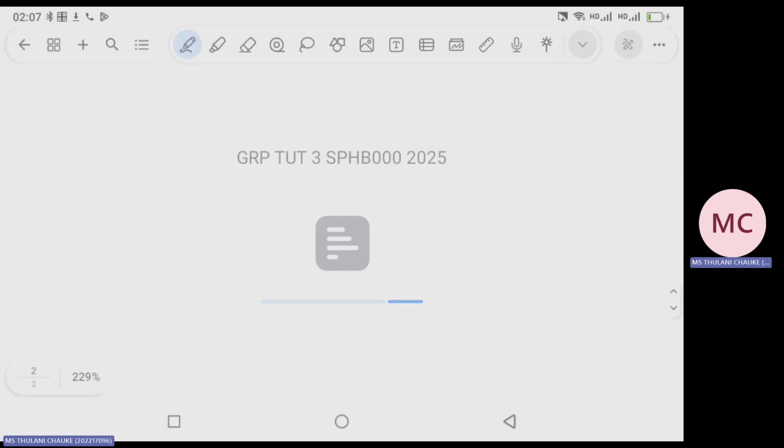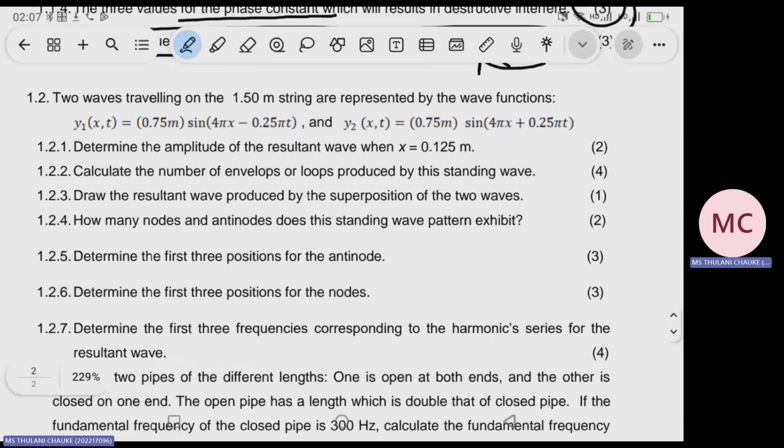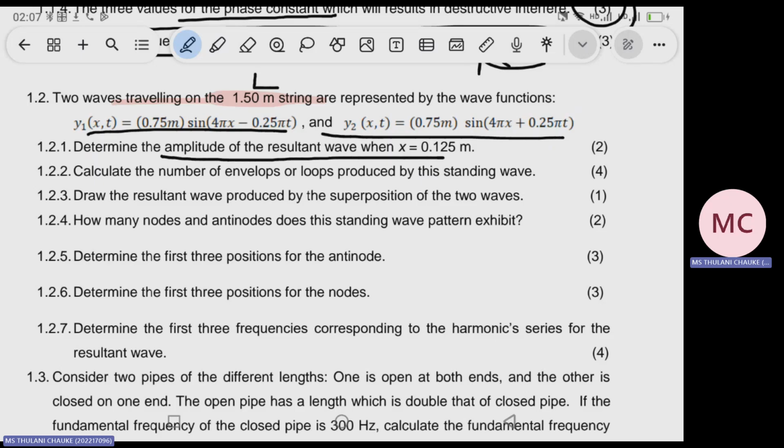Then the next question, number 1.2. They said 2 waves are traveling on a 1.5 meter string. So given the length of our string, and we have these 2 sinusoidal functions, they are saying determine the amplitude of the resultant wave when x is equal to 0.125.